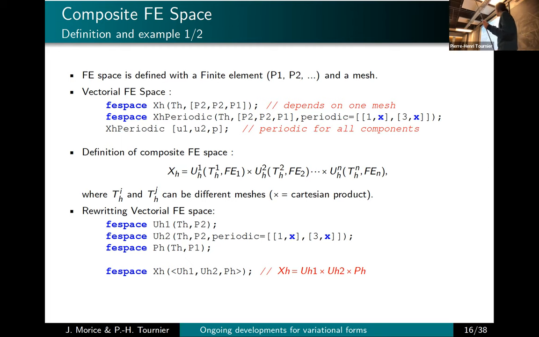So I need to think about how to define a data space in FreeFEM. First of all, you need to have a finite element, one, two, or the other element. And you need to have different meshes.